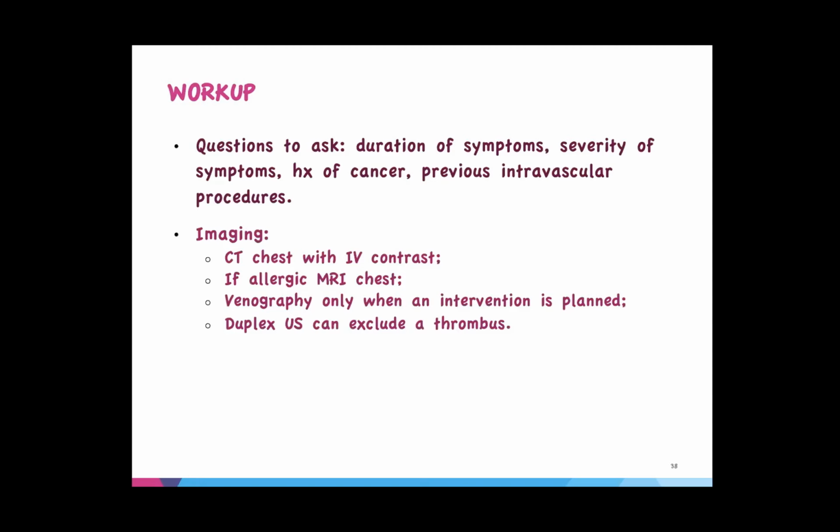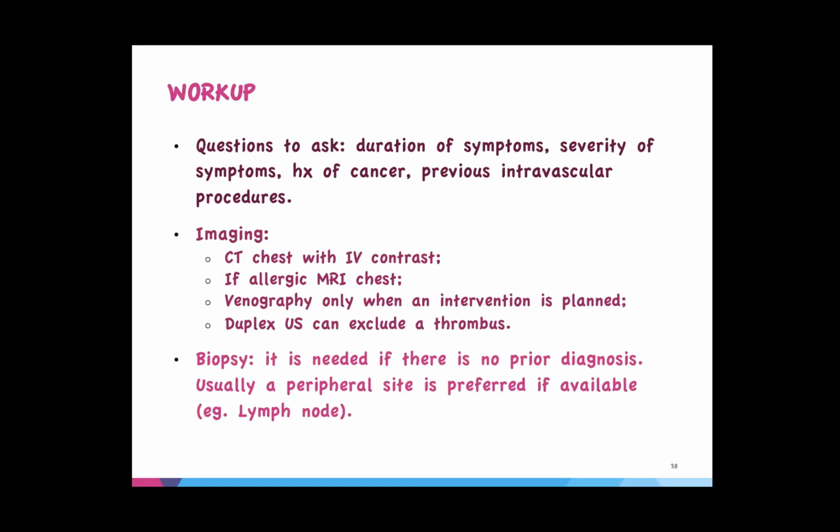We already said that CT chest with IV contrast is the best test. And the ultrasound is only useful if you think that they have a thrombus. They will not see a mass with the ultrasound, so that's the only reason why you order it. Venography is the gold standard, but now you just do it if you're putting a stent. That's IR that will do that for a stent. For diagnosis, most of the times you just do a CT chest with contrast.